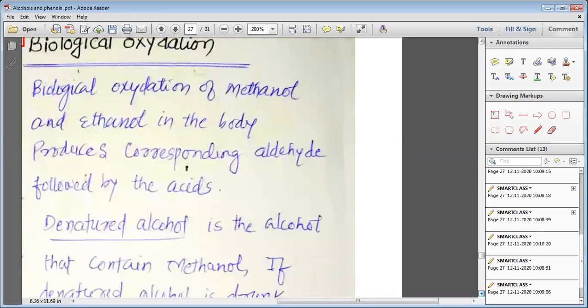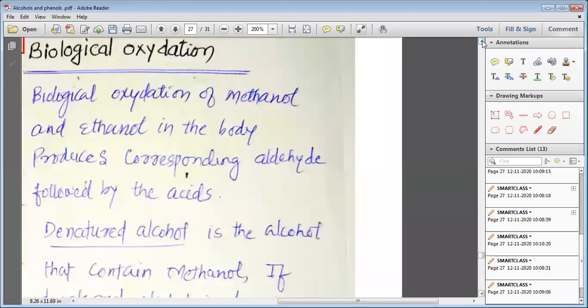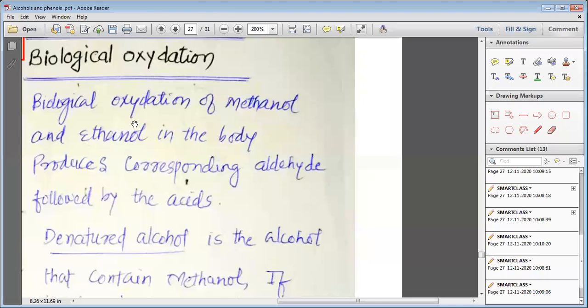Now, my dear students, we are going to study the biological oxidation of alcohols. Biological oxidation of methanol and ethanol in the body produces the corresponding aldehyde followed by the acids.